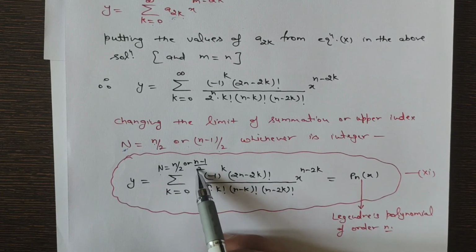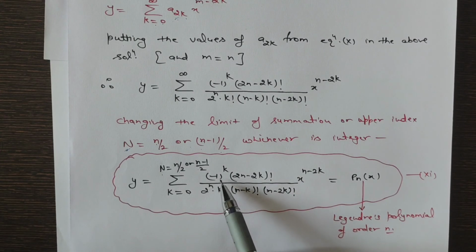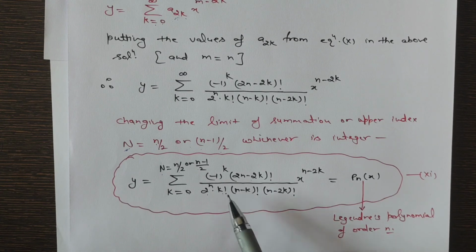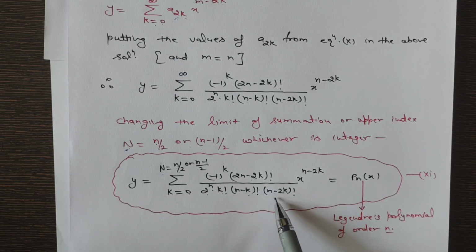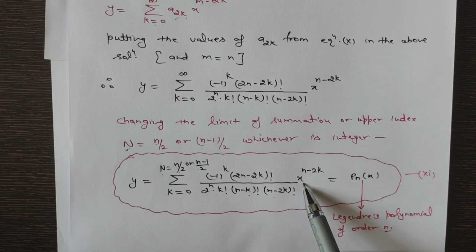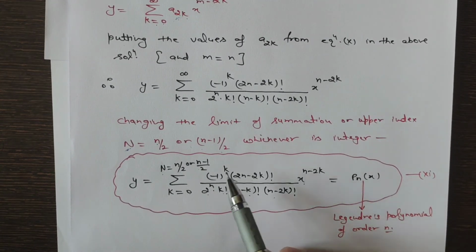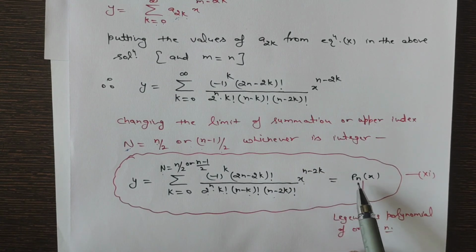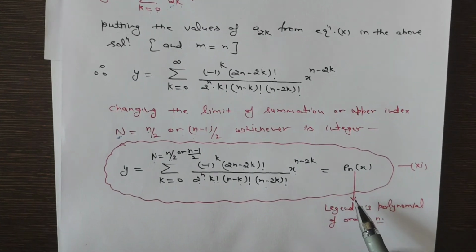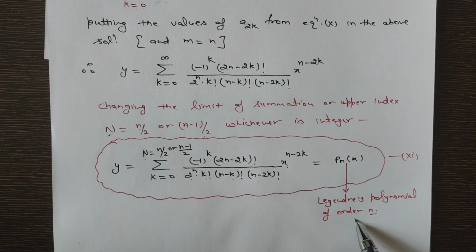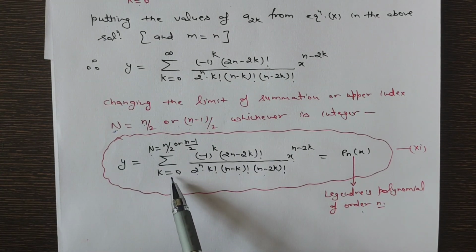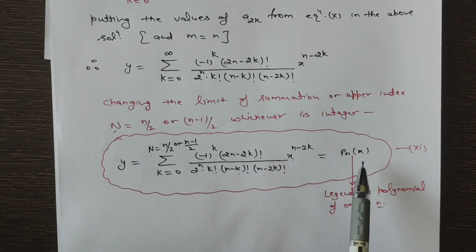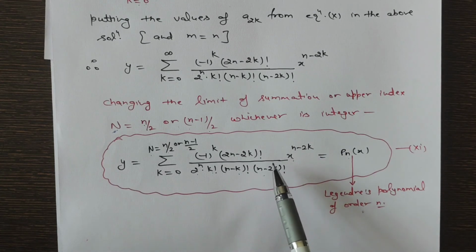where this capital N is n by 2 or n minus 1 by 2, of minus 1 raised to power k, 2n minus 2k factorial divided by 2 raised to power n into k factorial, n minus k factorial, n minus 2k factorial into x raised to power n minus 2k. And that is the solution of the Legendre differential equation corresponding to the first case when m equals n, and it is denoted by P n of x, most commonly known as Legendre's polynomial of order n. By putting the various values of k on behalf of this n, we can obtain the value of P n of x. Clear?